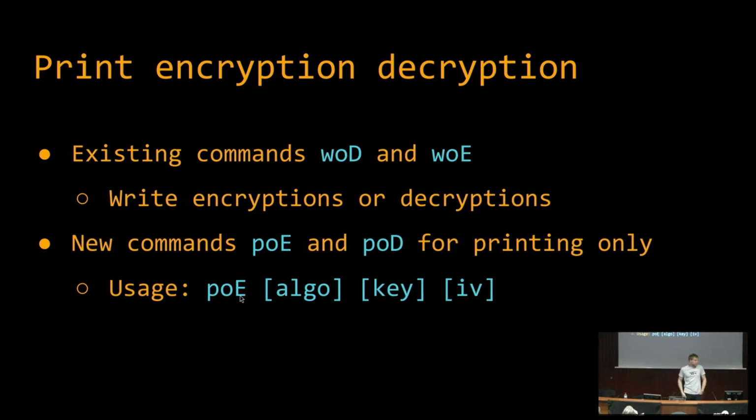Also, while we were working with Karim, we used the WOD and WOE commands a lot, which take a block and write over it its decryption or its encryption with an algorithm. But we figured out that sometimes we don't need to write directly into the binary, but just check what the decryption or the encryption of this block is. So we added two simple commands, POE and POD, and you can use them to print the decryption or encryption of the current block of your binary.